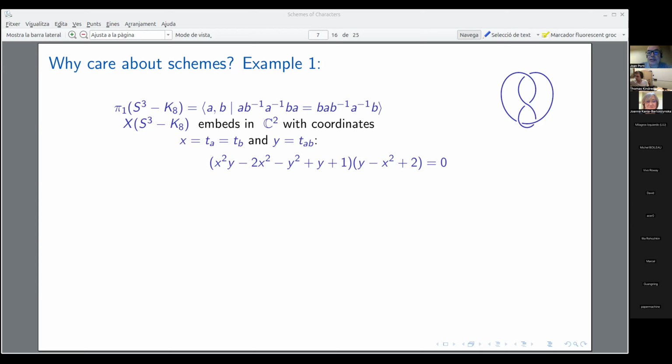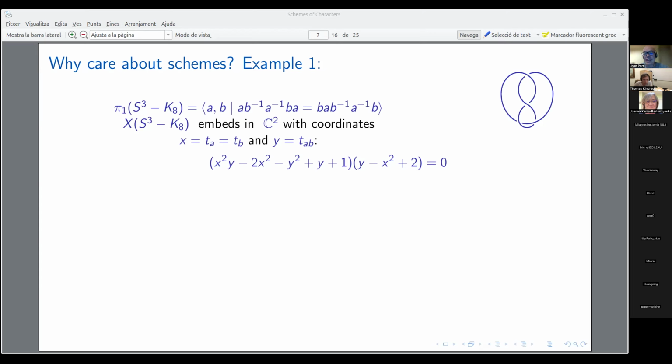This component here is the component of abelian representations. Why? Because for an abelian representation, A and B go to the same element. So somehow you would have the trace, let me write it like this, of A squared. Okay, I wrote it in the previous slide. That's x squared minus 2.